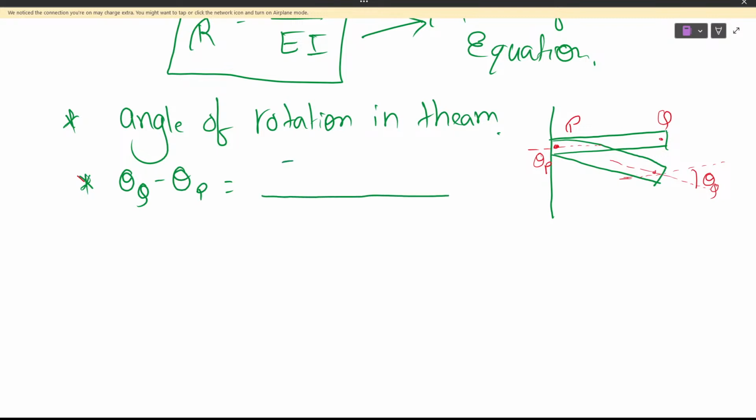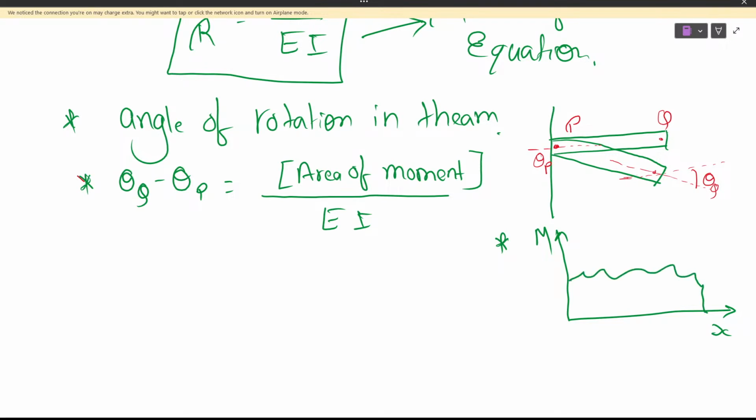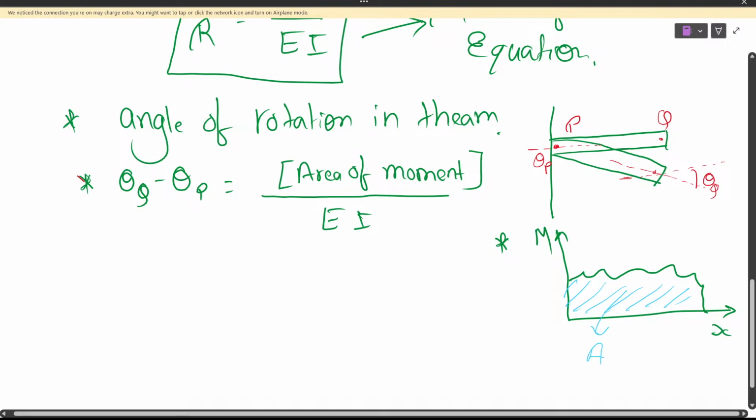the derived equation: area of the moment diagram divided by EI. What is the area of the moment? We draw the moment diagram against X, and the area under it is the area of the moment diagram.